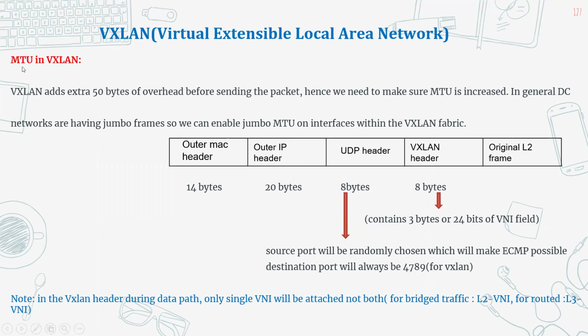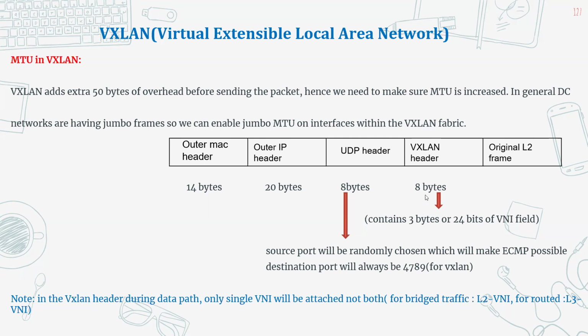Then we need to consider MTU also, because VXLAN adds an extra 50 bytes of overhead before sending the packet. Hence, we need to make sure that the MTU is increased. Okay, so you can see in this diagram that we have an original layer 2 frame that is received from the host. After the original header, we have a VXLAN header, which is 8 bytes. Within the 8 bytes, it will contain 3 bytes, or 24 bits, of the VNI field.